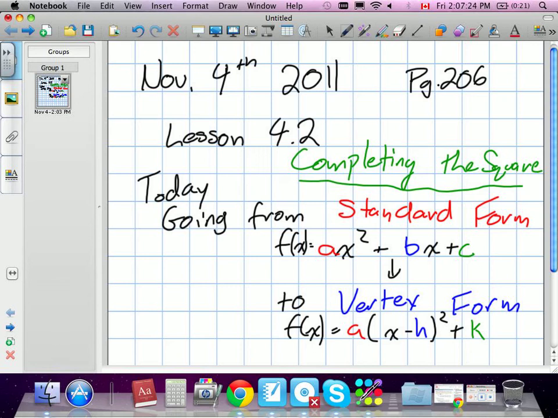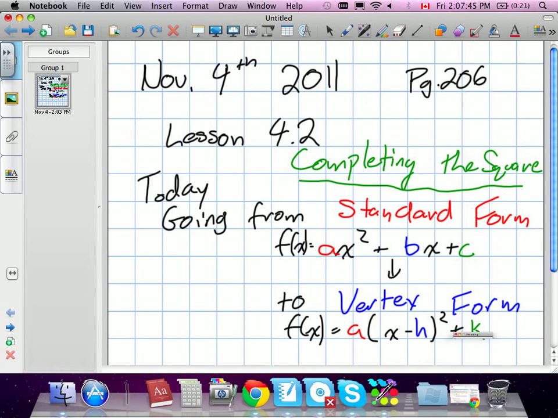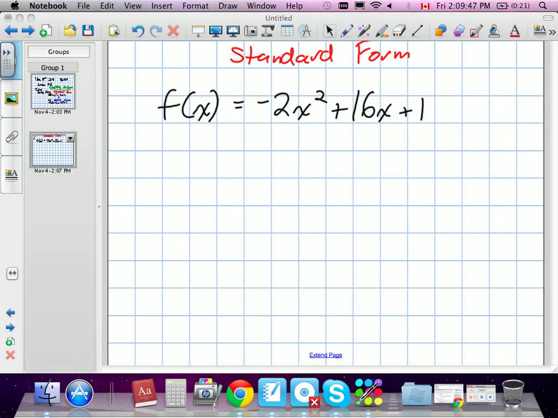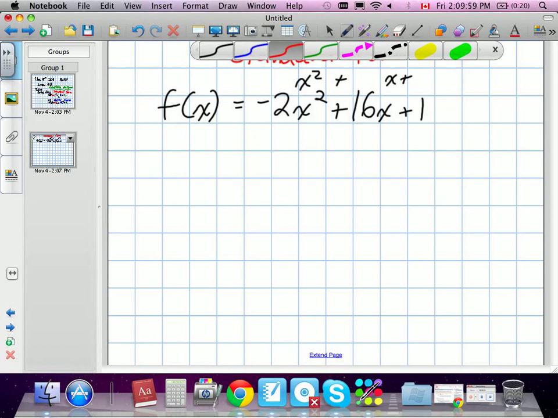Okay? And what that is, going from standard form to vertex form. So the other day we went from vertex form to standard form by expanding, and we also went from standard form to factored form. Today we're going to learn going from standard to vertex, which is a little more difficult of a process, okay? So we have this equation, and we are in standard form. If you guys remember, our standard form relates to a times x squared plus b x plus c.